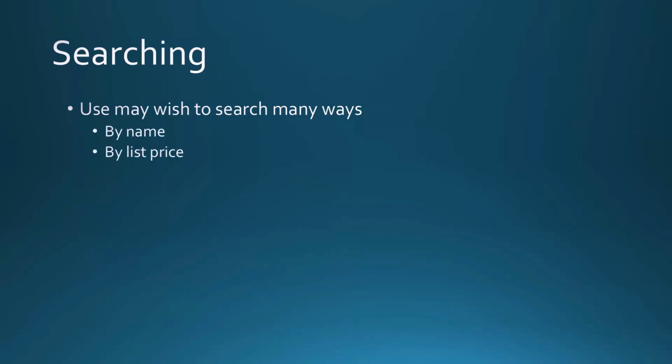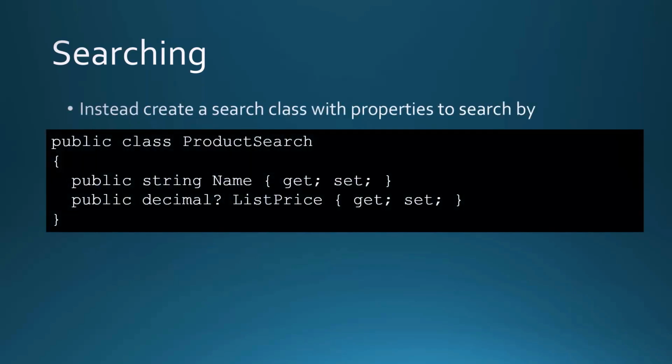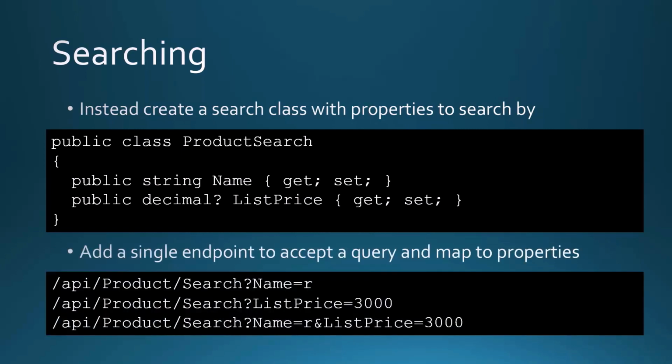A potential problem for adding searching to your web API is that a user may wish to search many different ways. They may want to search just by name, just by list price, by name and list price, or a lot of other combinations of properties. And the problem is you don't want to have to add that many endpoints to support all these different combinations. So instead, what we can do is create a search class with properties to search by. Then we add a single endpoint that will accept a query with various things that you can pass on that query line, and will then map those to the appropriate properties in that search class.